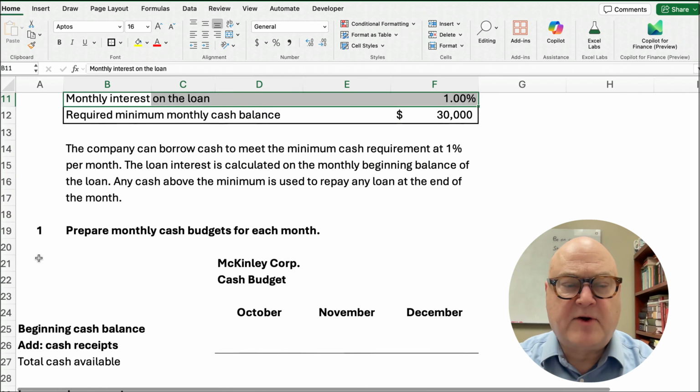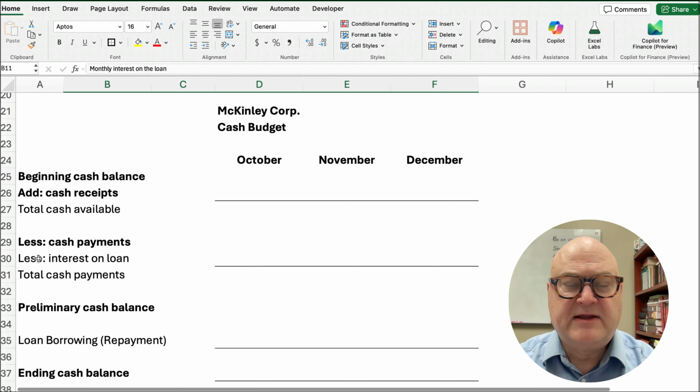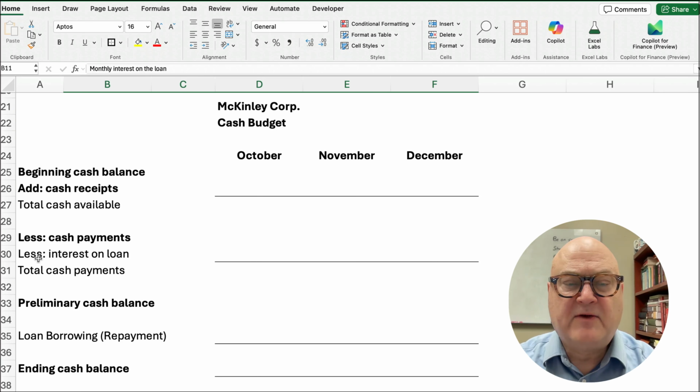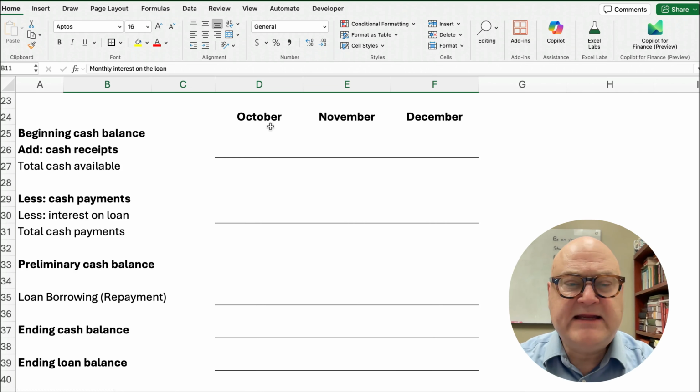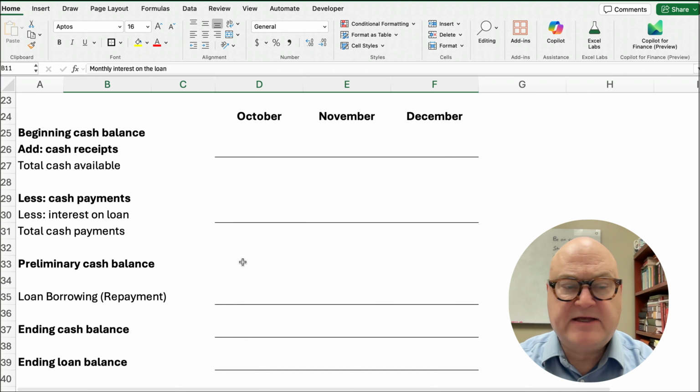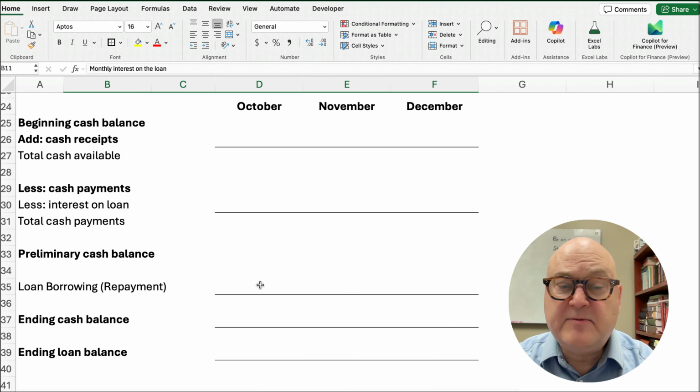So here's how you set up a problem like this. I've set up the template a little bit here. So I've got McKinley Corp, the cash budget, and then I'm going to have beginning cash balance. We're going to add receipts. We're going to take out payments, including the normal cash payments and then interest on the loan if we have a loan, and we'll have total cash payments. We'll take the cash available minus the cash payments. We'll come up with our preliminary cash balance.